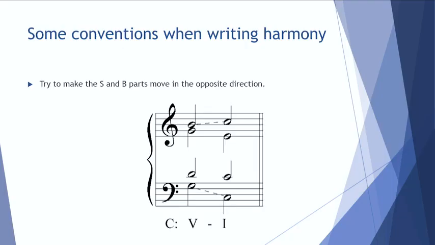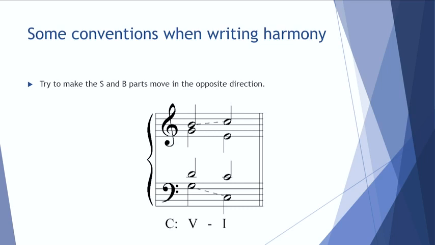Then, we always try to make the soprano and the bass parts move in the opposite direction, or in contrary motion. Let's have a look at the example that we have here. Also in C major, this is chord 5 going to chord 1. That's a perfect cadence. If we look at the bass part, it goes from G down to C. If you look at the soprano part, it's a B going up to a C. So the bass part is going down, the soprano is going up. That's what we're aiming for. They're going in opposite directions.